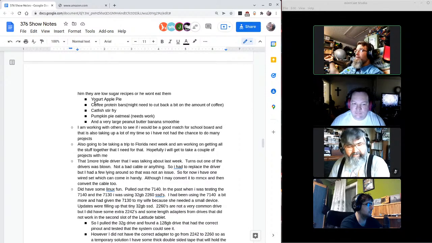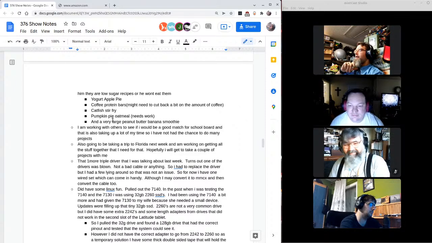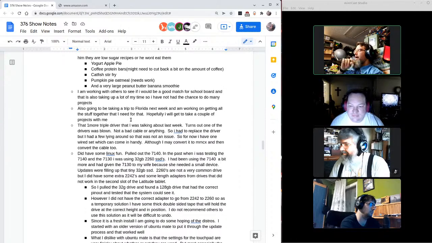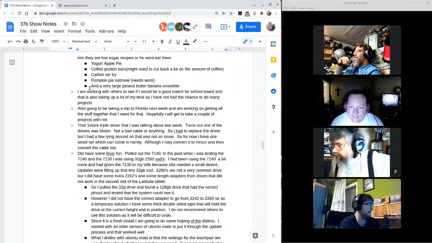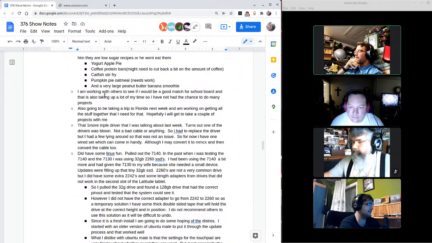It's actually a really delicious recipe. I might have some right after the show. Coffee protein bars. Might need to cut back a bit on the amount of coffee that's in them because, yeah, they will resurrect the dead. Catfish stir fry. I love my catfish stir fry. I'm working on a pumpkin pie oatmeal recipe that really still needs some work. And I make a very large peanut butter banana smoothie, and it's still sub 500 calories, but it's bigger than your head. And yeah, delicious.